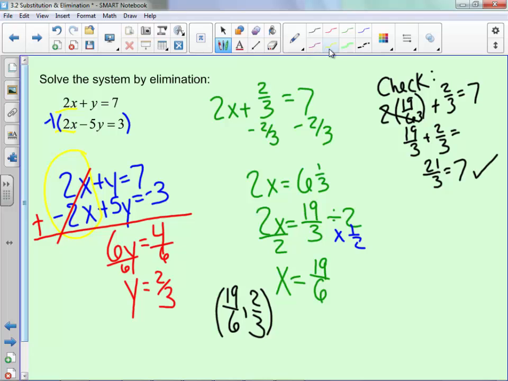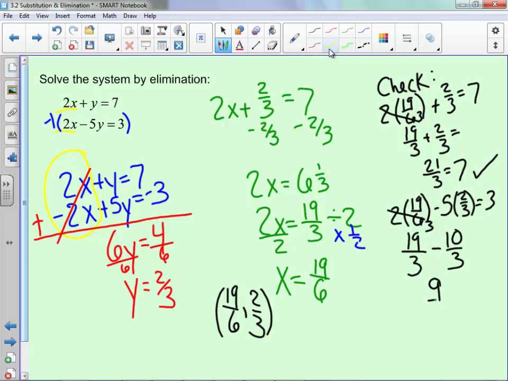And 21 divided by 3 is 7. And 9 divided by 3 is 3. So it checks. So here's our answer.